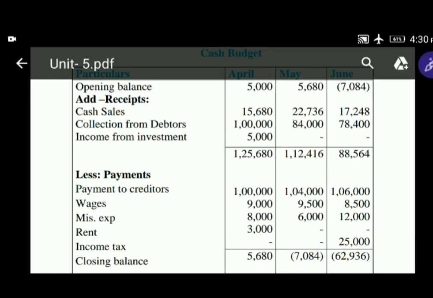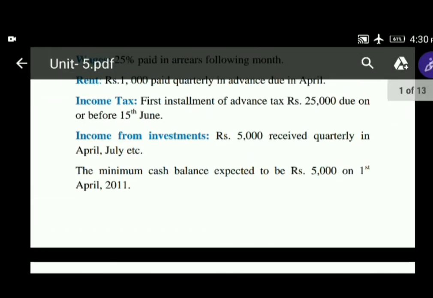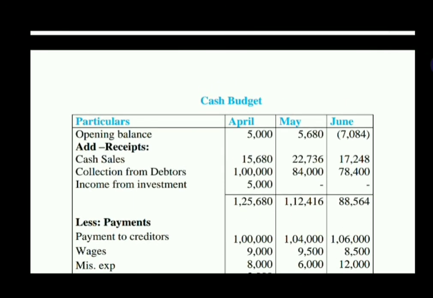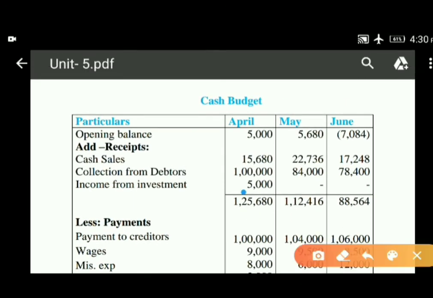And here, one more income from investment. Look at the last point: income from investment 5,000 received quarterly in April and July. So April's 5,000 we have taken into consideration as income, and one more amount should be collected in July. But we are preparing only up to June, because in this problem he asked to prepare the cash budget for the 3 months, April, May and June. So July amount we are not taking in this problem.